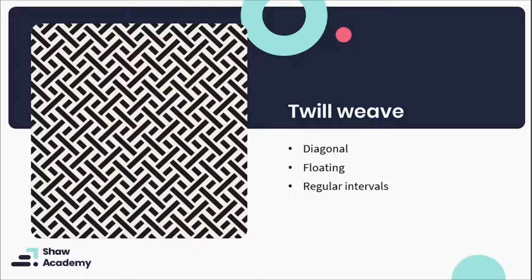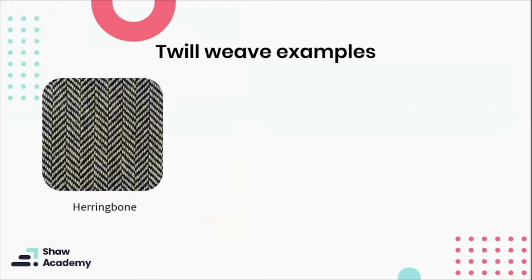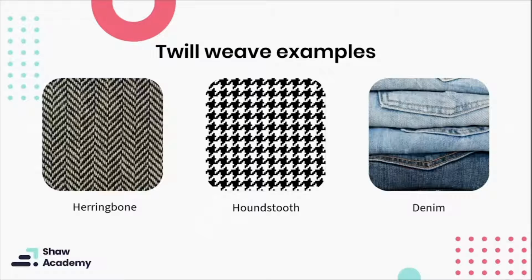Due to the floating over 2 to 4 yarns, this fabric is also considered the most durable, especially when using natural fibers like cotton, hemp, and flax. Examples of twill weave fabrics include herringbone, houndstooth, and denim. If you are wearing denim, look at it and check if you can see the diagonal lines.